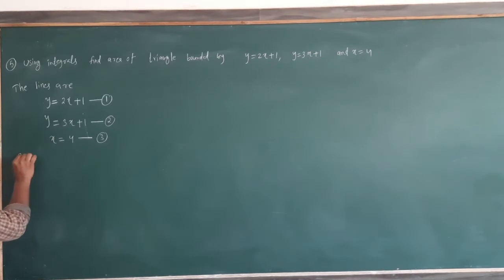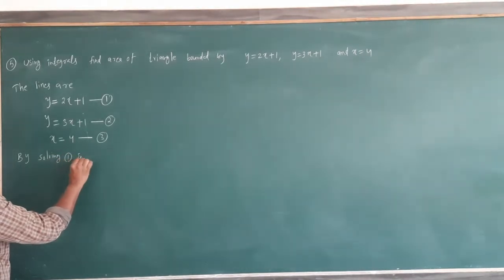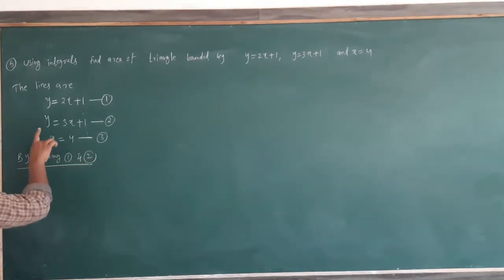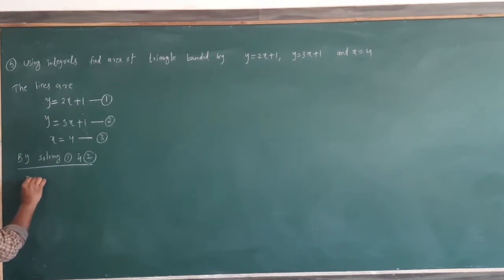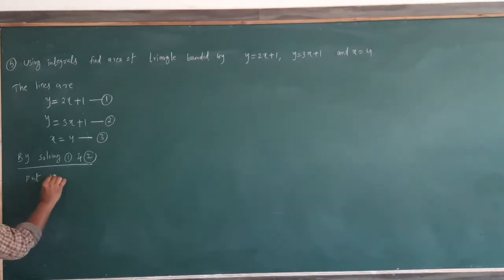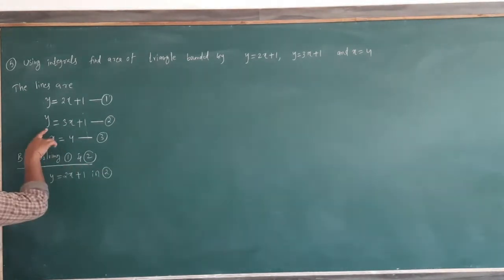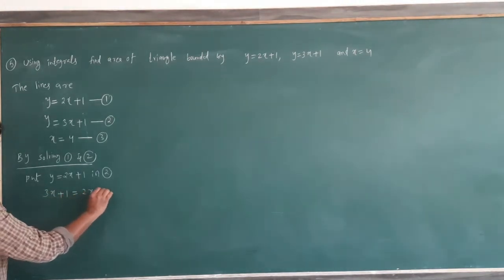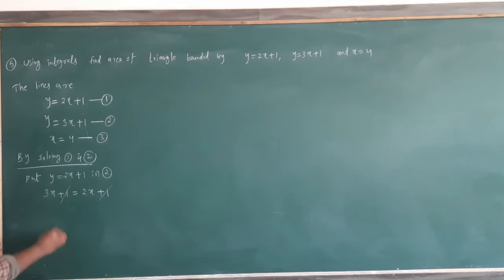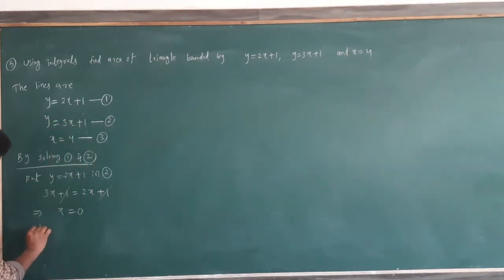By solving 1 and 2, in the place of y we have 2x + 1. There are many methods, use whichever one you want. Put y = 2x + 1 in 2. Here also we have y, so 3x + 1 = 2x + 1. Just cancel the 1. 3x minus 2x, x = 0. Put x = 0 in 1 or 2, and you will get the y value.